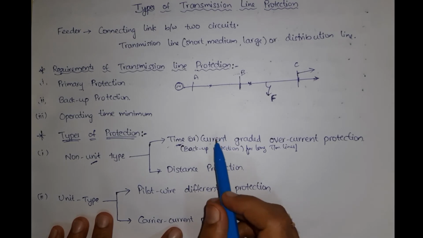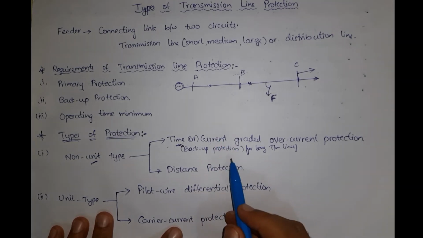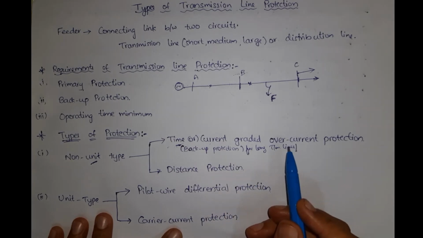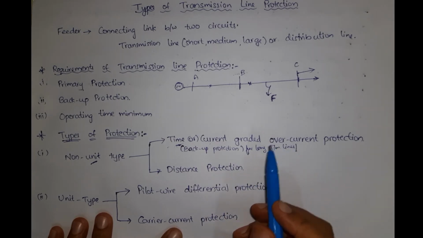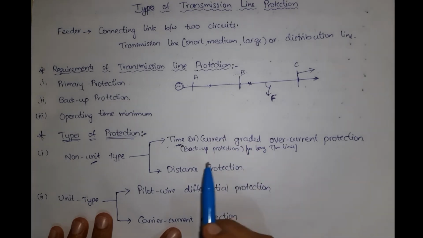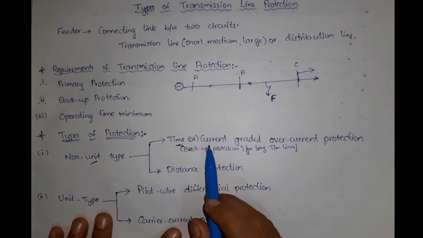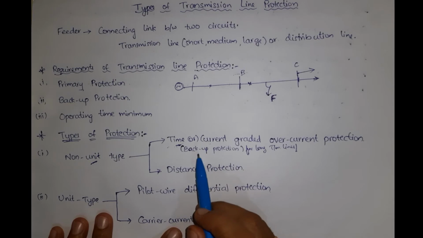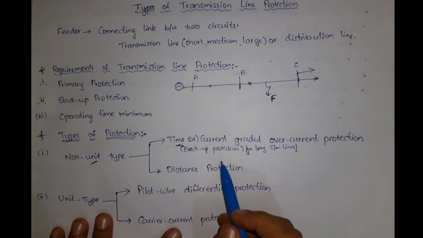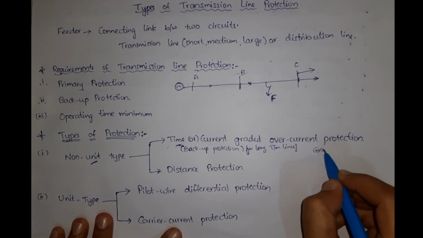It is mainly used in distribution feeders in coordination with fuses. Fuses work whenever a fault occurs, and as a backup protection there, this type of time or current graded overcurrent protection is also used. It is also employed for ground faults.